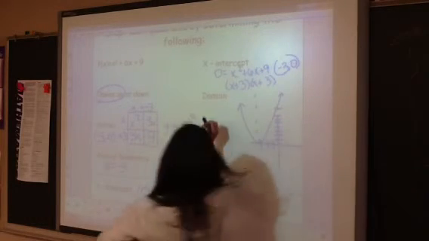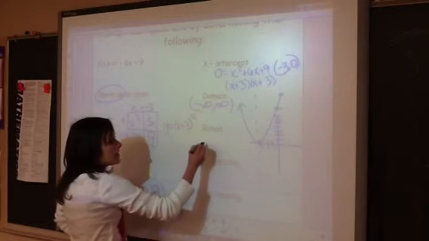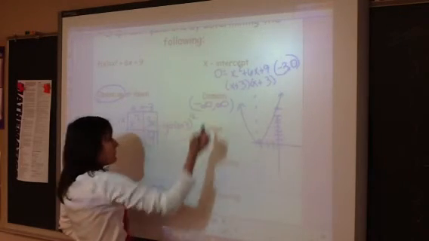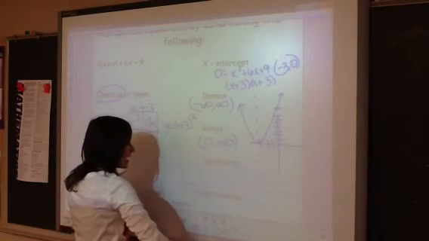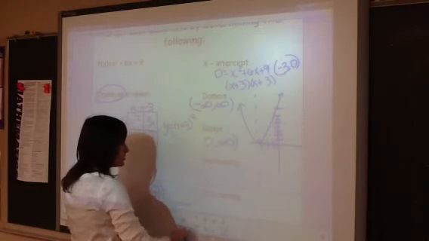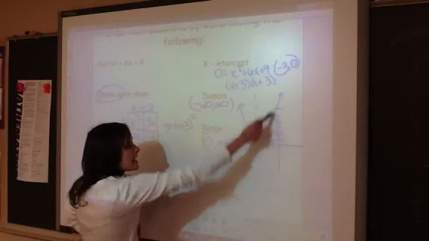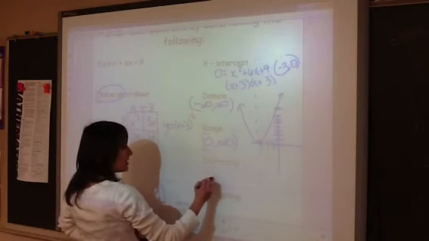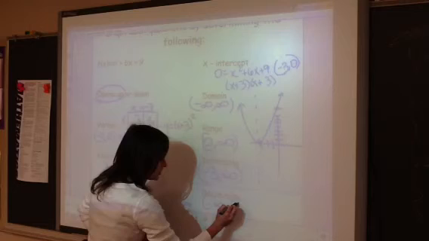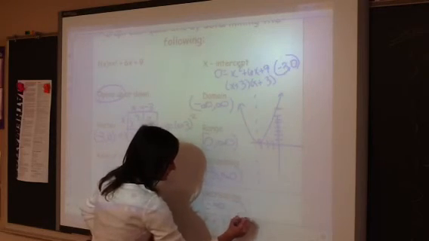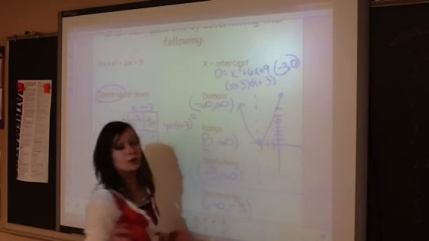So our domain, negative infinity to infinity. Our range is our vertex up. So our vertex's y value was 0 on to infinity. And 0 is a closed dot, so it's including. We're increasing at the end, so from negative 3 of an x value to infinity, and decreasing from negative infinity to negative 3. So, all right. And you are done.